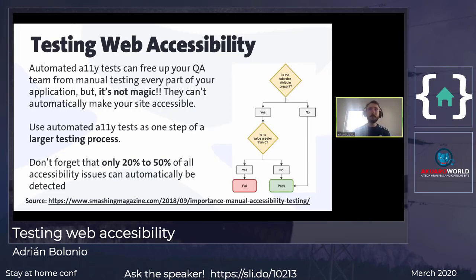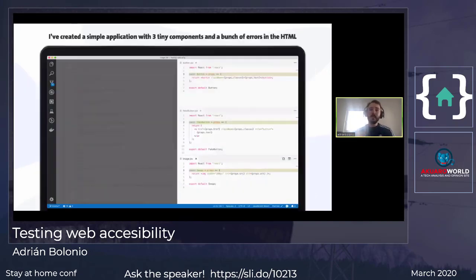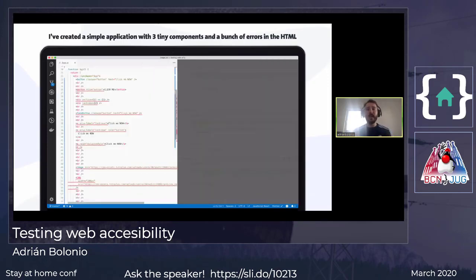So I've created a simple application in React with 3 tiny components. The first one is a button. The second one is a fake button, which is an anchor link with the role button, which you should never use. And the third one is an image, a normal image. And in the entry point of the application, I put a bunch of errors. So let's see if I can find them.